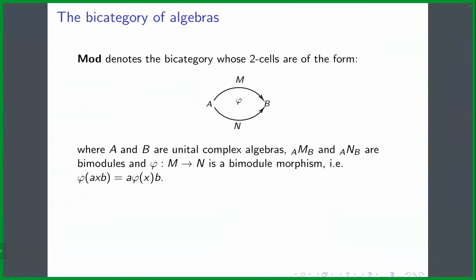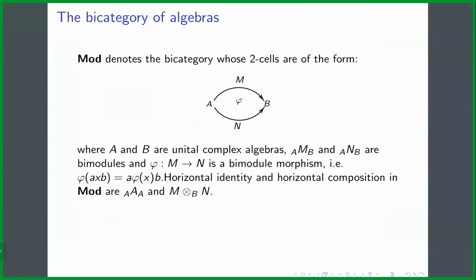Okay, so mod-like bicategories. The prototypical mod-like bicategory is Mod. Mod denotes the bicategory whose two cells are of this form, where A and B, the vertices, or the zero cells, are unital complex algebras. The one cells M and N here are A-B bimodules, and the two cell phi here is a bimodule morphism from M to N. So a linear transformation from M to N satisfying this equation here for every a in A, b in B, and x in M.